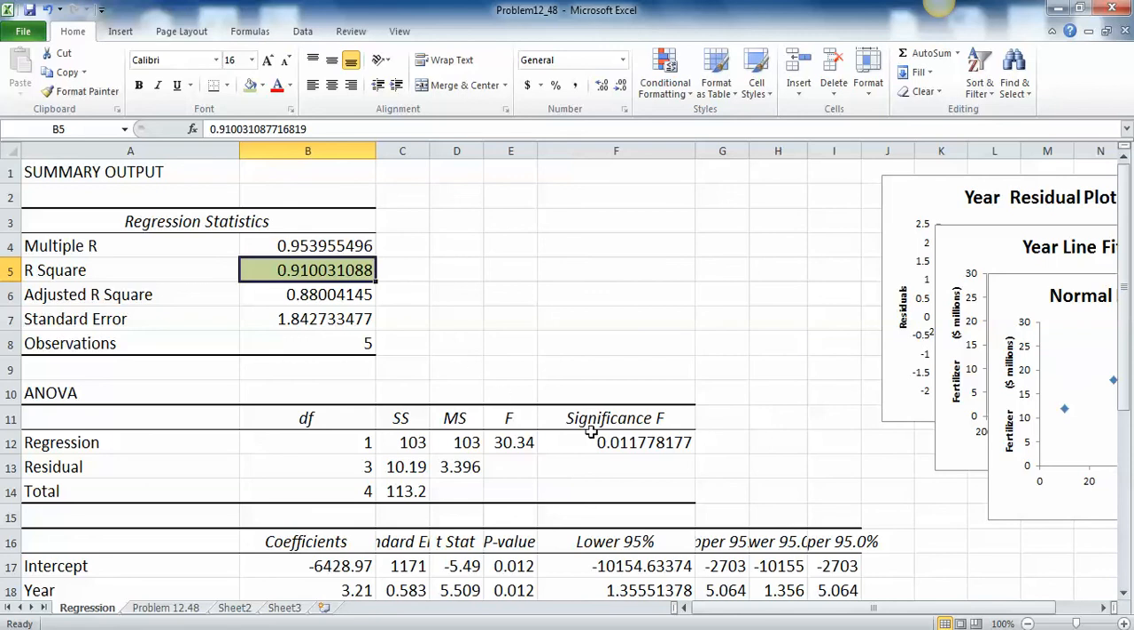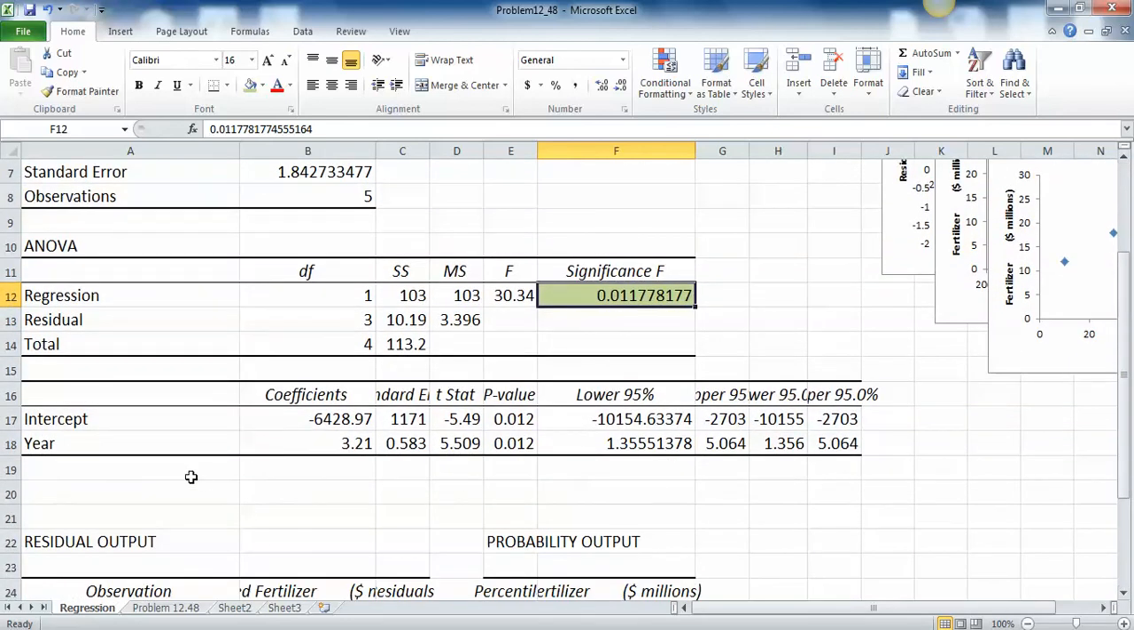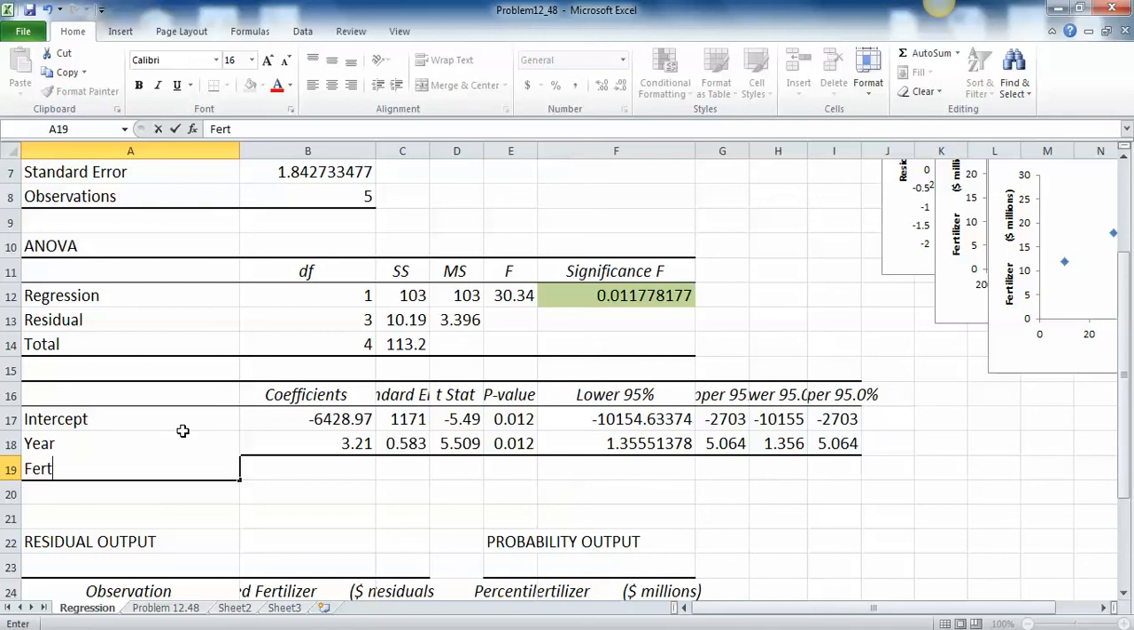The second value I'm going to look at is the significance level, the significance F. It's 0.011. Okay, it's just slightly larger than 1%. So at a 5% level, we have a significant regression line. What is that trend line? Okay, the fertilizer sales is equal to negative $6,428.97, plus 3.21 times the year. So that's my trend line.